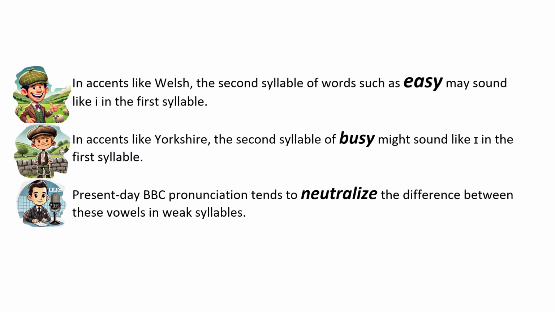Different English accents affect how these vowels are pronounced. In accents like Welsh, the second syllable of words such as easy may sound like the I in the first syllable. In accents like Yorkshire, the second syllable of busy might sound like the I in the first syllable. Present-day BBC pronunciation tends to neutralize the difference between these vowels in weak syllables.